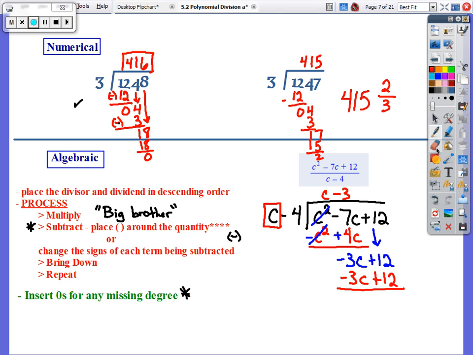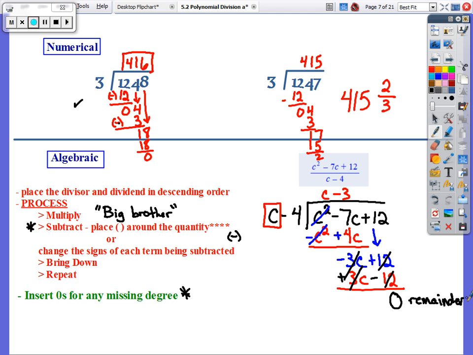Again, what you might want to do is go ahead and change the signs of everything. So this one becomes positive, that one becomes negative. And as you go ahead and combine these, those cancel. And look at this, those cancel as well. There's nothing to bring down. So my remainder is 0. I bet that tells me something.